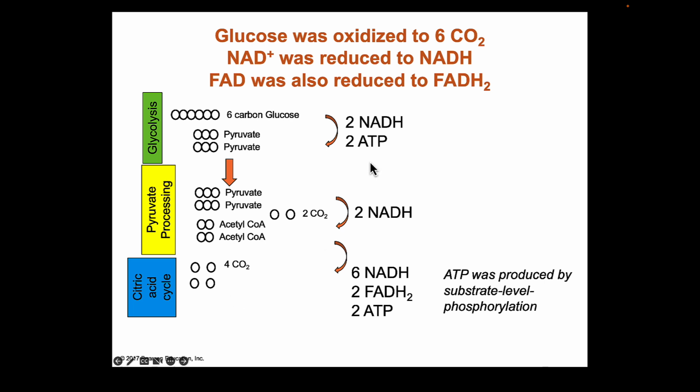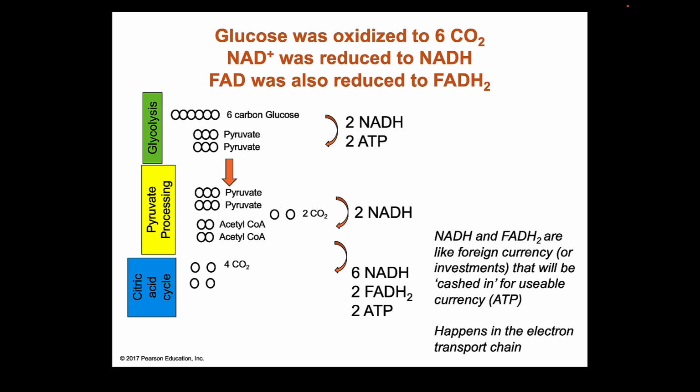And during this process, we generated both ATP as well as NADH and FADH2. The ATP was produced by substrate level phosphorylation, and ATP can be used as cellular currency. But how are NADH and FADH2 used? If we think about the analogy for cellular currency, we can think about NADH and FADH2 like foreign currency or investments that have to be cashed in for usable ATP. And this is going to happen in the electron transport chain.